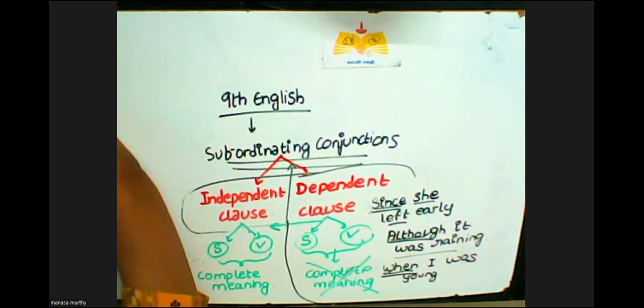We have already learnt about coordinating conjunctions, and while learning coordinating conjunctions only we learnt about the independent clause. So that is pretty much clear to you. Correct? So we'll now be seeing how we are going to join independent and dependent clauses. Okay?